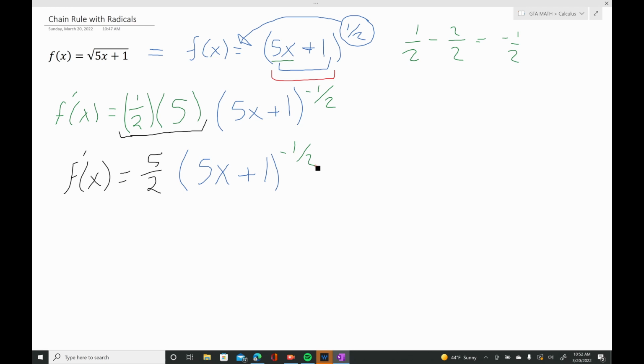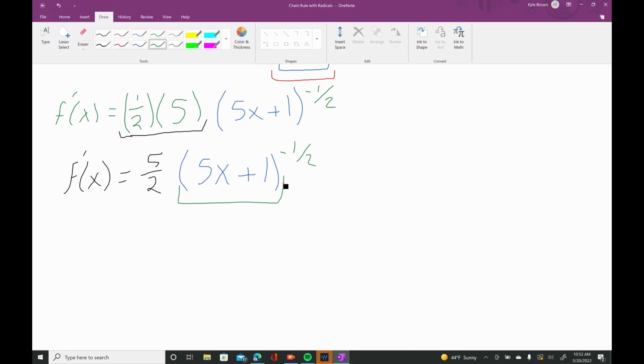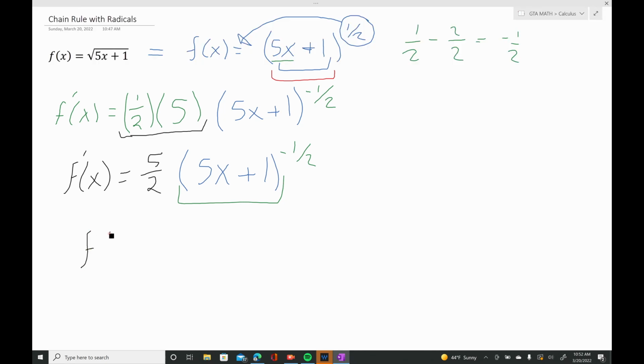So when you have a negative 1/2 or a negative anything exponent, it's really saying all of this can be in the denominator. So that's what we're going to do when we rewrite it. So f prime of x is going to equal 5 is going to stay in the numerator. We're going to add this 2 here, and then we're going to bring the 5x plus 1 down, and now this negative exponent becomes positive.